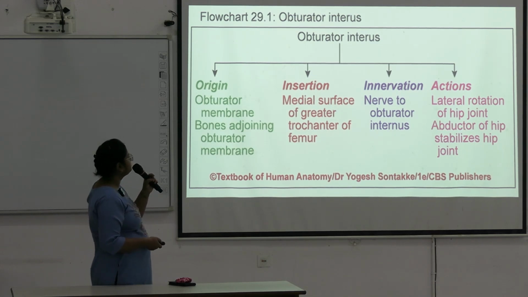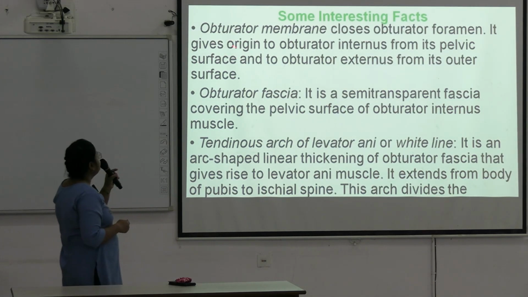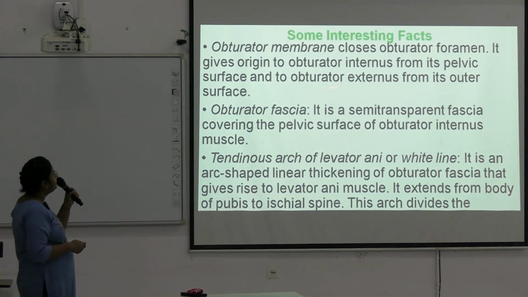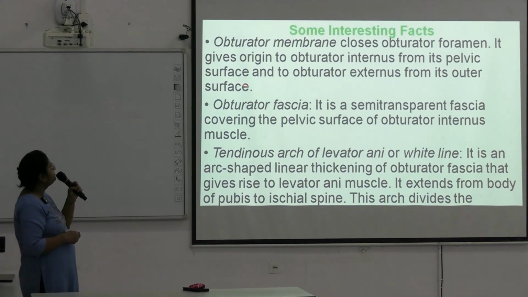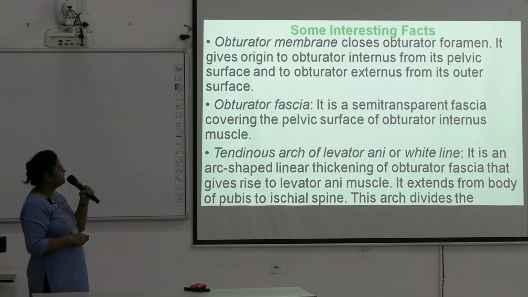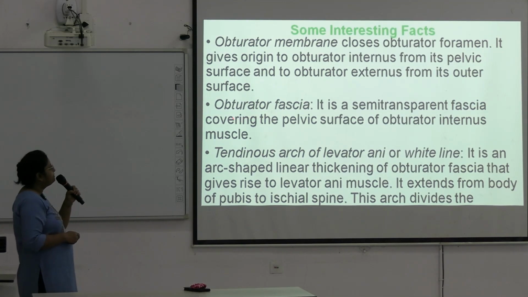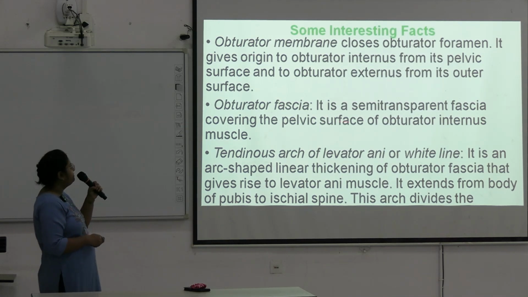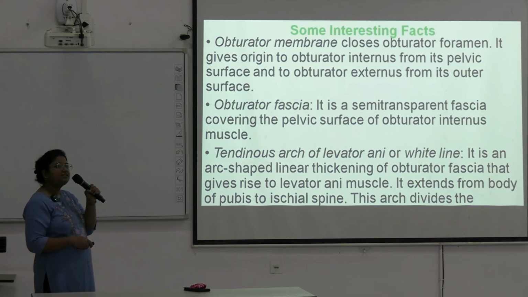Next, obturator membrane closes the obturator foramen, and it gives origin to obturator internus from its pelvic surface and obturator externus from its outer surface. And this obturator fascia is a semi-transparent fascia covering the pelvic surface of the obturator internus.